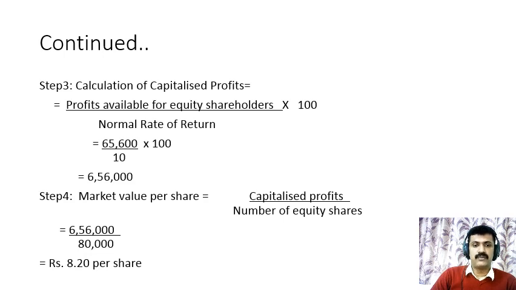In step 4, we have to compute the market value per share, and the formula for that is capitalized profits divided by number of equity shares. Capitalized profits as per step 3 is rupees 6,56,000 and the number of equity shares are 80,000. Therefore, the market value per share is rupees 8.20 per share.